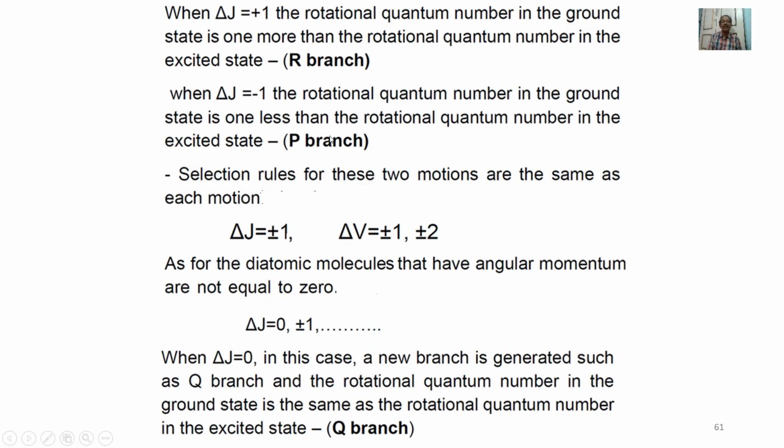The selection rules for these two motions are given as del J equals ±1 and del nu equals ±1 and ±2. As for diatomic molecules that have angular momentum not equal to 0, del J equals 0, ±1, and when del J equals 0, a new branch is generated, the Q branch, and the rotational quantum number in the ground state is the same as the rotational quantum number in the excited state. When del J equals 0, we call these lines corresponding to the Q branch.